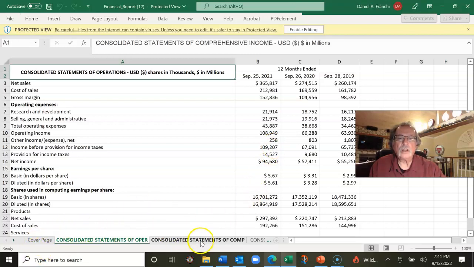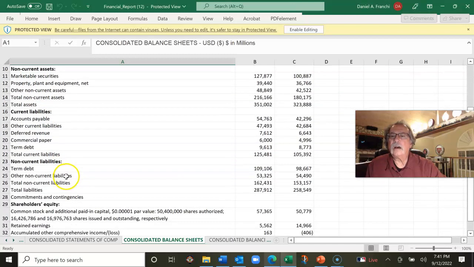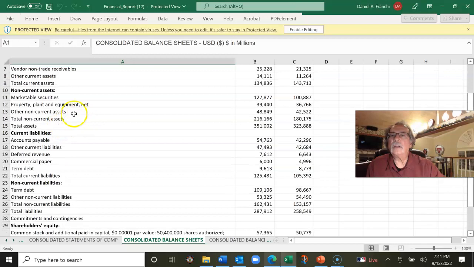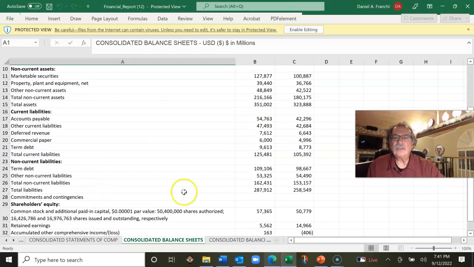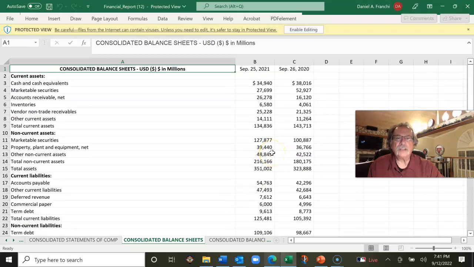Now, if we go along these tabs along the bottom, we've got the balance sheet. And that's what we're looking for here, the consolidated balance sheet. We have current assets. We've got non-current assets like property, plant, and equipment. And we have total assets, 351, I believe it's $1 billion. And then we look at our liabilities and shareholders' equity, and our liabilities and shareholders' equity equals the same 351. So this is our balance sheet.